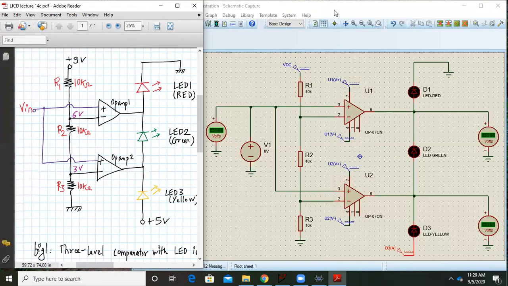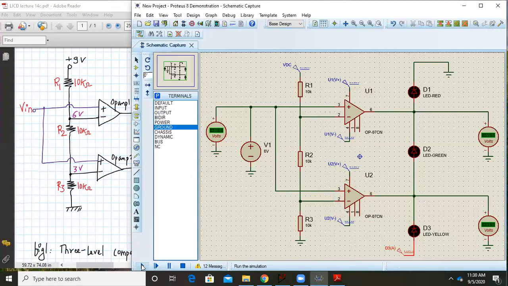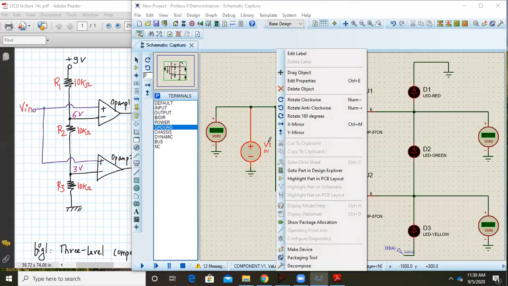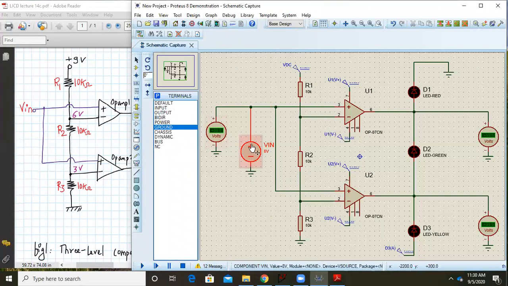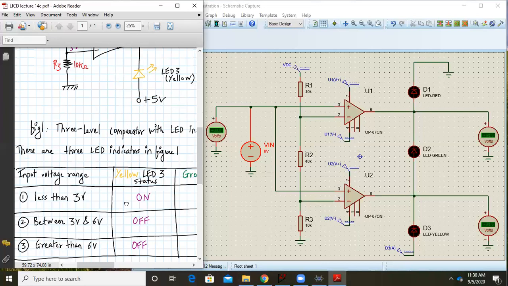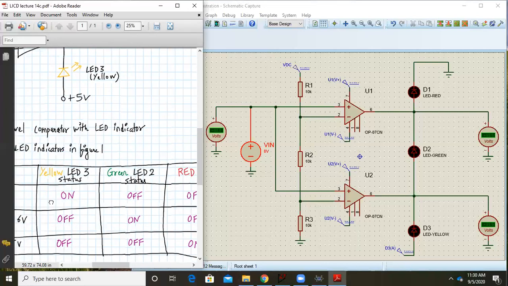Now let us start simulating this circuit. Okay, so let me go to Proteus and click on run. So right now the condition is, basically we can call this Vin. We can label this, so that will make it exactly symmetrical. So this is Vin. So Vin is greater than 6 volts. So as per the table, which LED will turn on? Your red LED should turn on, right?